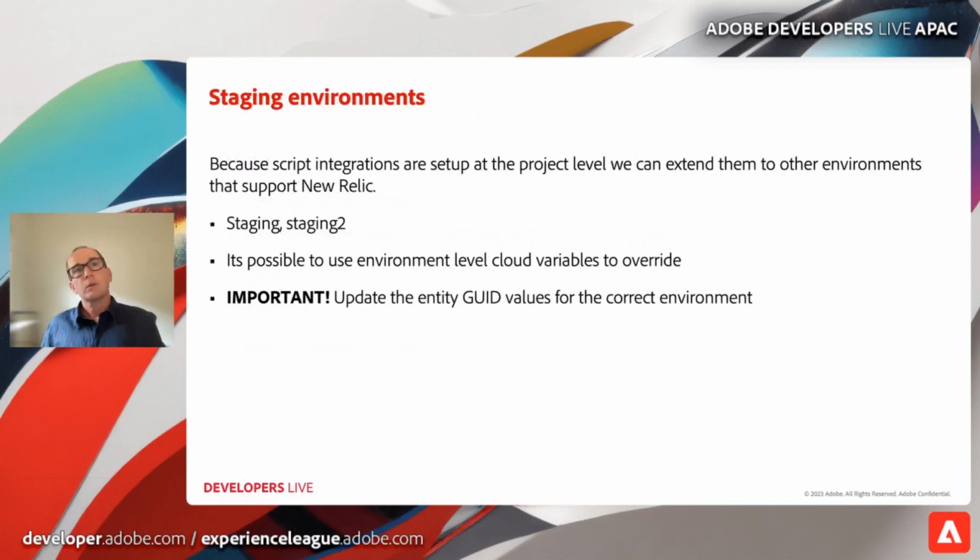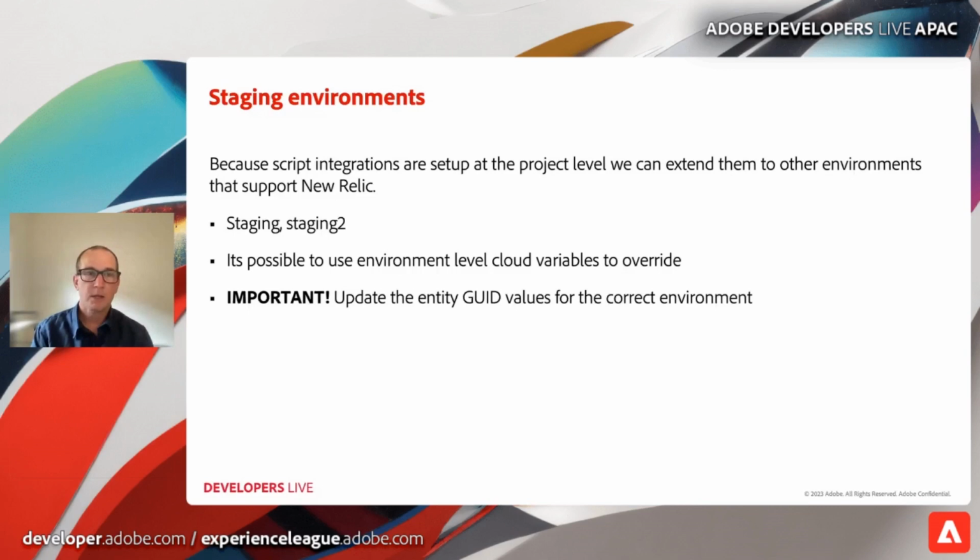So, staging environments. We mentioned earlier that this change tracking supports multiple entities in New Relic. That means that with a little bit of modification to the cloud variables, we can set this up quite easily on staging or any other second staging environments that we may have. Actually, any environment with an information-as-a-service architecture that has New Relic on it, we can set this up for. So we're going to be using those cloud variables and overriding them.